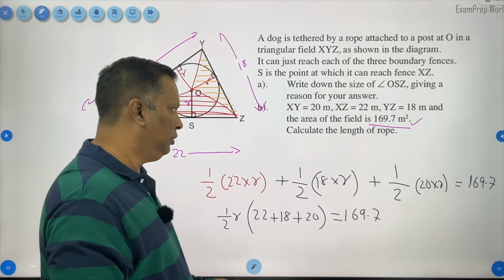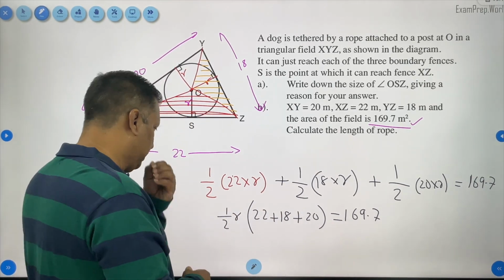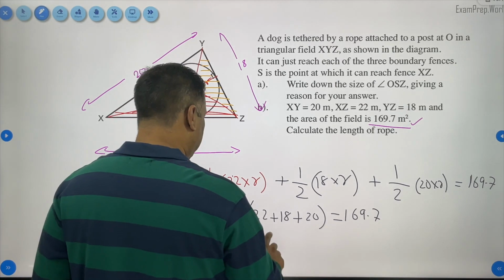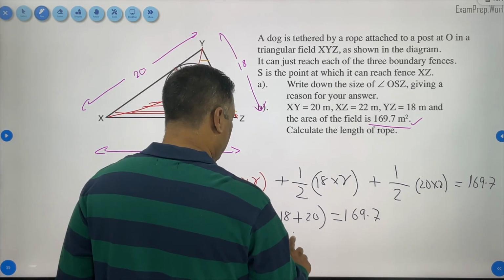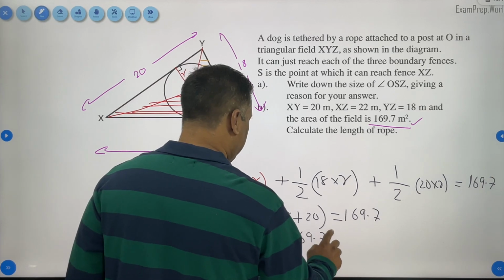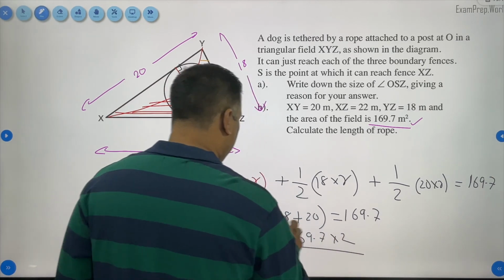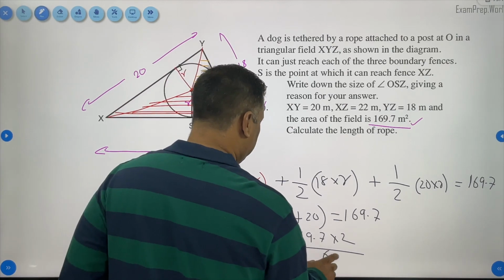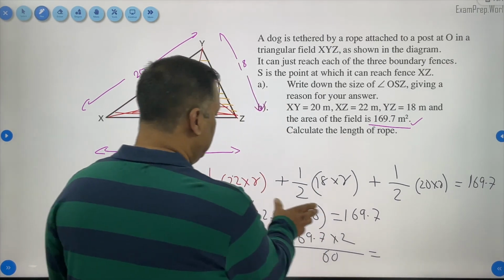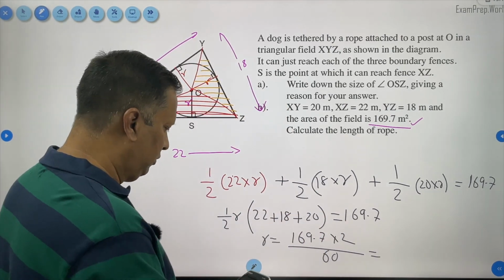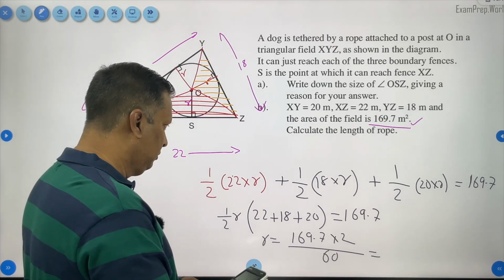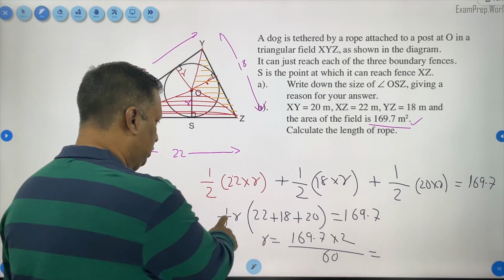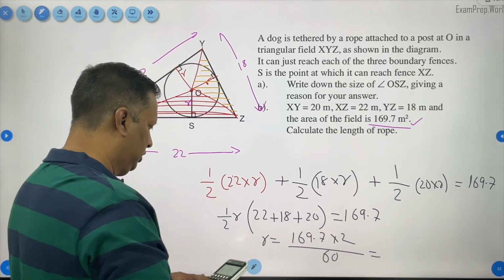We have taken things common. R by 2 is common, right? Half R. So now our R will be equal to 169.7 times 2 divided by the sum of all these things. 22 plus 18 is 40 and 60. The sum of this is 60. So we have our answer: 169.7 times 2, this 2 goes to the numerator, divided by 60.